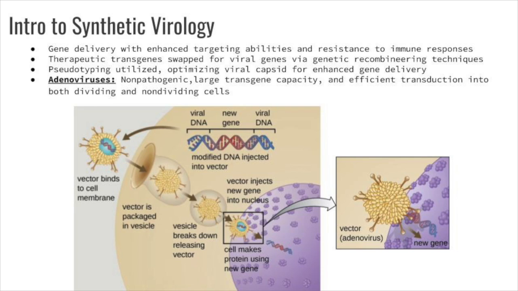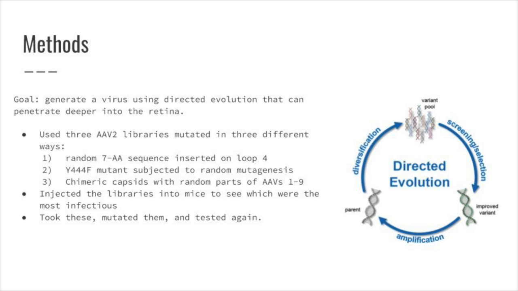Adenoviruses are commonly used because they are non-pathogenic to humans, have large transgene capacity, and have efficiency in transduction into both dividing and non-dividing cells. So we focused on the work of Dalkara et al. For this study, they wanted to generate a virus using directed evolution, synthetic virology, that can penetrate deeper into the retina. And so they used 3 AAV2 libraries, which were mutated in 3 different ways.